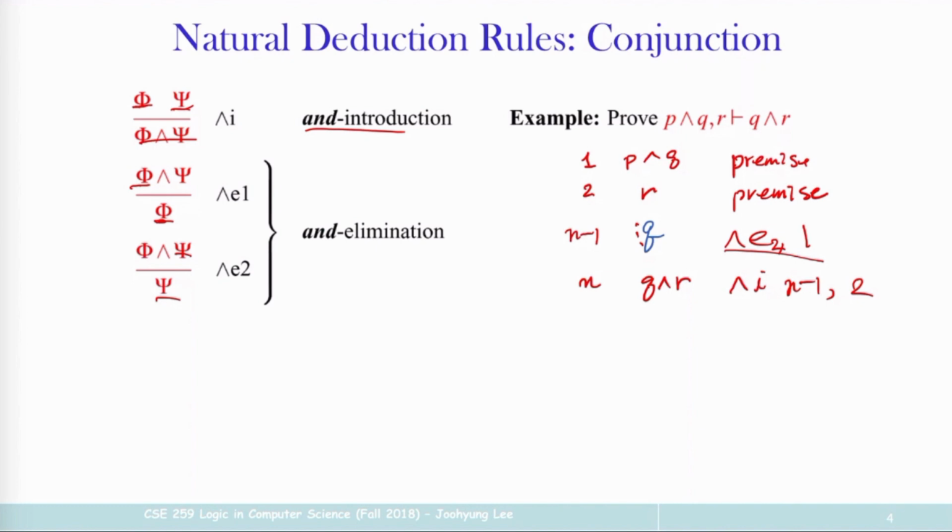Now, since this is a valid step, I can write it in red color. All the red colors are proven to be true, and there is no gap in the proof.